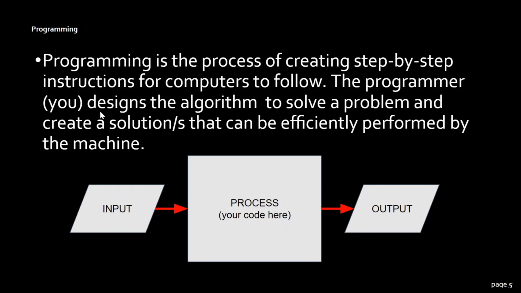Now, to start off, let's define what is programming before we move on to the programming language Python. Programming is a process of creating step-by-step instructions for computers to follow. The programmer, which is you, designs the algorithm to solve the problem and create solutions that can be efficiently performed by the machine. The machine, which we're referring to, is the computer.